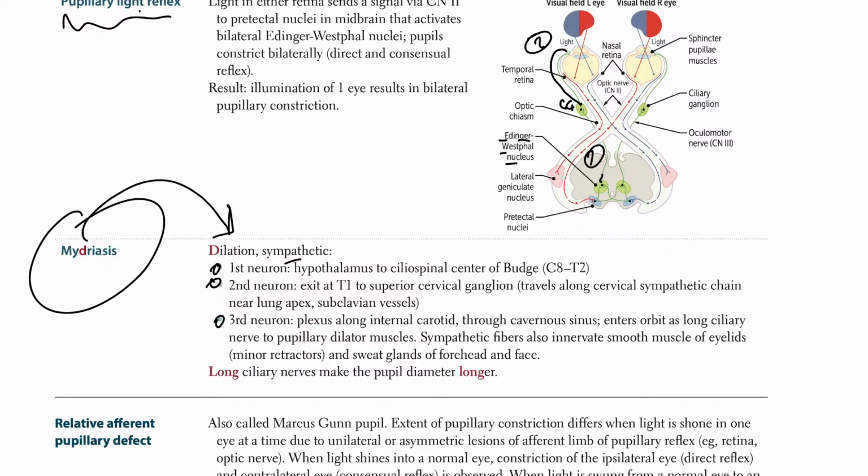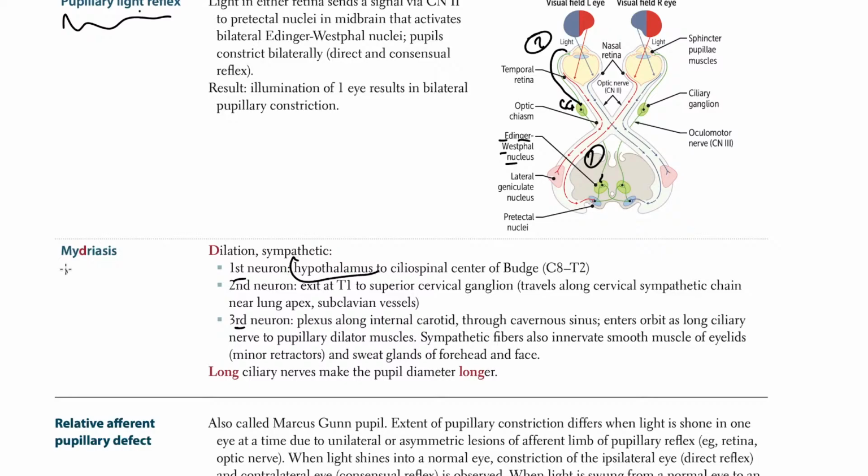So let's take a look. It is quite long, so let's go from the first neuron all the way to the third. Start from the hypothalamus. Let's put H here, so that's the first. And it goes to where? To the center of budge, which is C8 all the way to T2. So from here it's going approximately to T2 from C8, remember?